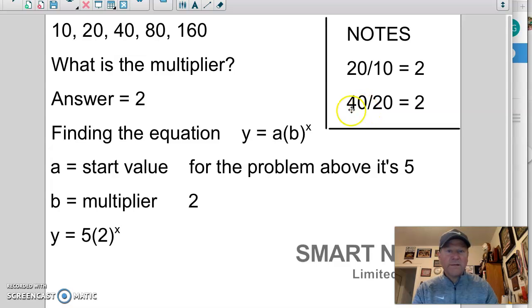Just a couple little bit of notes to remember if you don't remember how to find that multiplier. Obviously, that was an easy one, but you could take the number in front, 20, divided by the number behind it. 20 divided by 10 gives you 2. 40 divided by 20 gives you 2. You could test it out and make sure that it works.